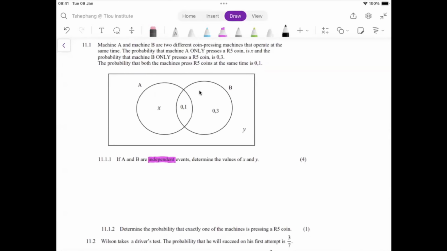Okay. Now, the first thing that I want to do is, because these two events are independent, I know that the probability of A multiplied by the probability of B, so A and B, will give me 0.1. So I can say that A is X plus 0.1. Now, if I multiply it with B, which is going to be 0.4. Why is it 0.4? Because we've added these two, remember? This must be equal to 0.1.